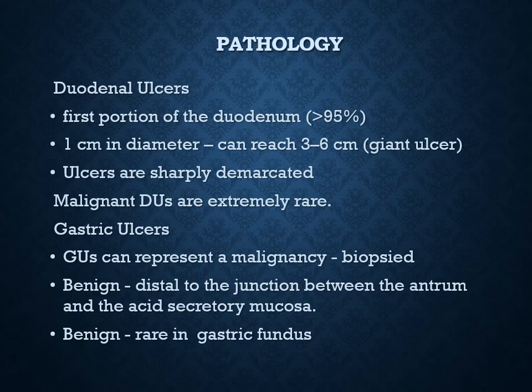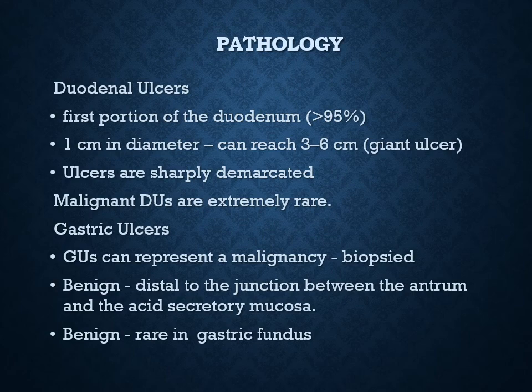Duodenal ulcers are usually located in the first portion of the duodenum, in more than 95% of cases. They can be as small as 1 centimeter in diameter and can reach up to 6 centimeters, and we call these giant ulcers. Ulcers are sharply demarcated. Malignant duodenal ulcers are extremely rare.